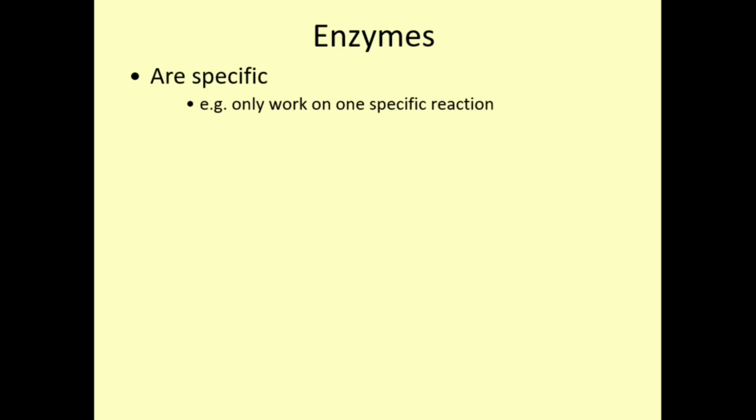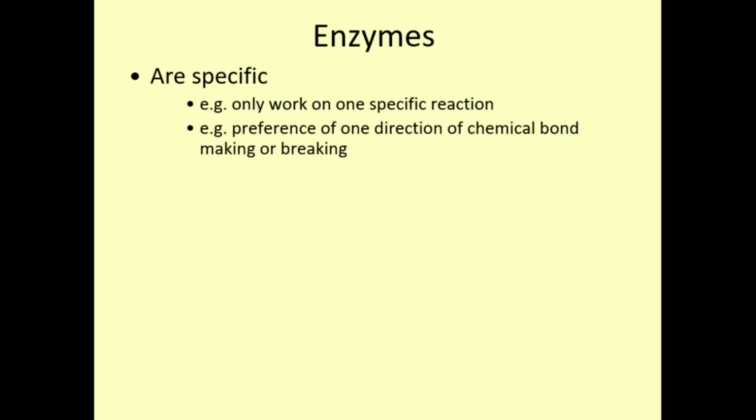But when we consume that sugar, that sucrose, we need the enzyme sucrase. So we need specific enzymes to carry out specific reactions. And this supports that. They will often have a preference of one direction of chemical bond making or breaking. So again, in the case of sucrose, we have sucrose synthase that will actually build it, so dehydration synthesis. And then we have sucrase that will hydrolyze it, so it will break it into glucose and fructose. So enzymes are very specific in what they do. And again, that comes down to their structure.